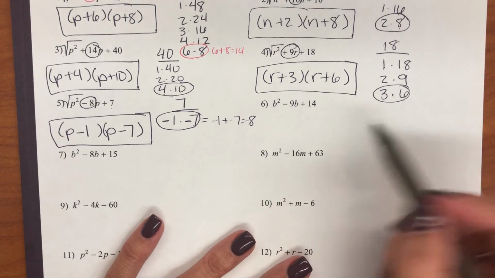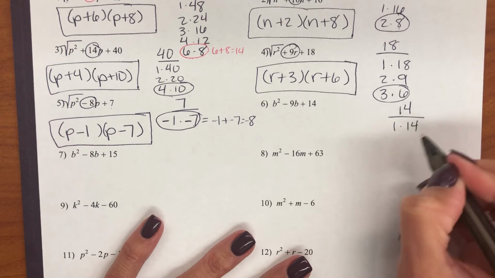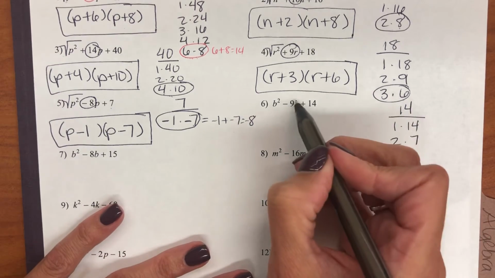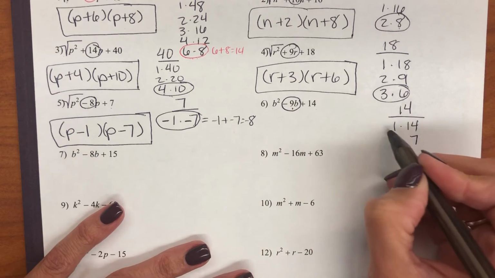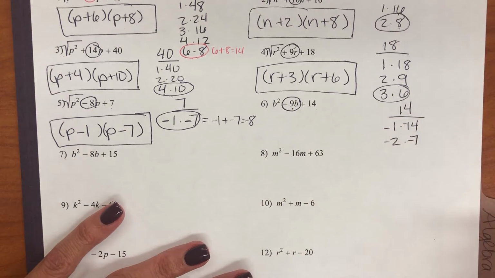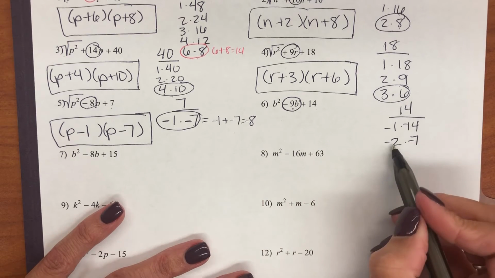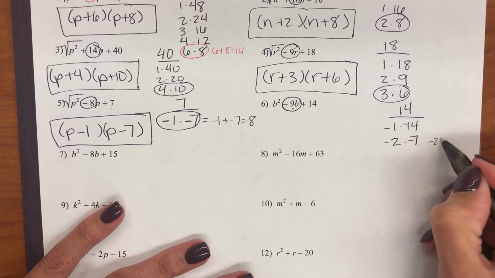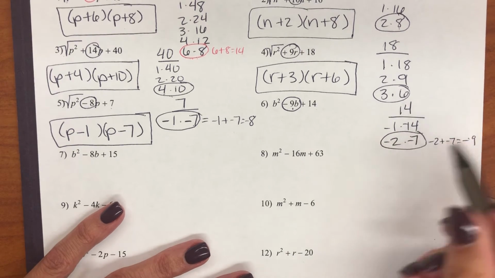No GCF, so I'll pull this 14 to the side. I can have 1 times 14 or 2 times 7. Go back here, I'm trying to get the pair that adds to -9. So that means all of these need to be negative here. So -9, -2 plus -7 is -9. So here's my winning pair.